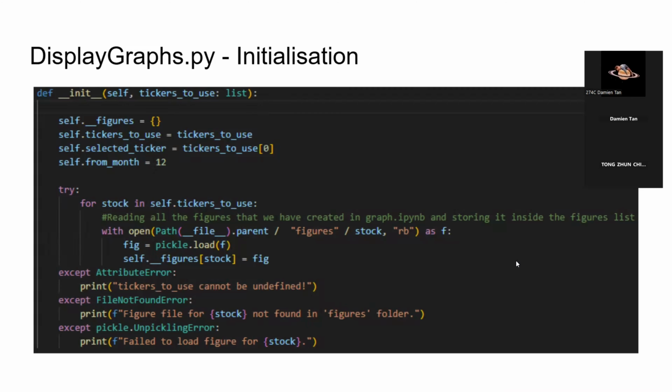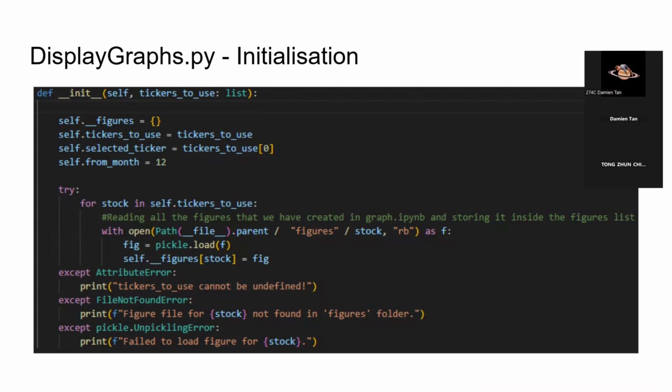The initialization function is designed to set up the visualization engine. As seen here, there are 4 variables that are introduced. So self.figures is a private dictionary used to store all generated figures done previously. Tickers to use is a list containing all the ticker symbols of the Max 7 companies, while selected ticker uses the first ticker symbol in the list as the default ticker.